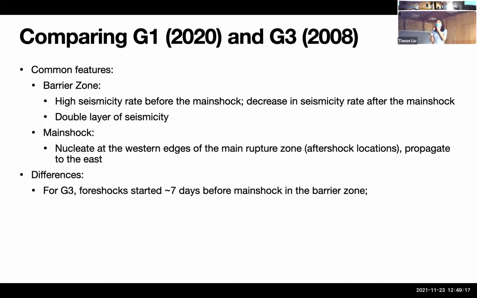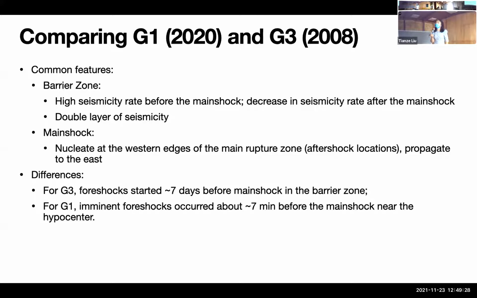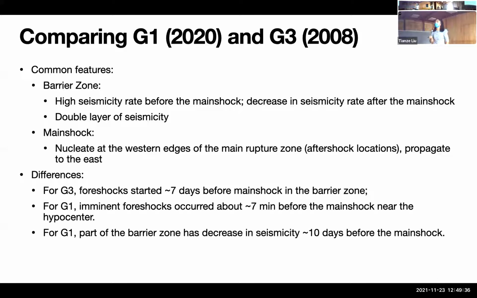First, for G3, we observe that its foreshock starts much earlier, about 7 days before the main shock in the barrier zone. But for G1, we see imminent foreshocks about 7 minutes before the main shock near the hypocenter. And for G1 in the barrier zone, we observe a decrease in seismicity to its left hand. So these observations provide some possibilities for us to investigate why earthquakes are so predictable on these two faults, but also need more detailed investigations to figure out why they are so predictable.